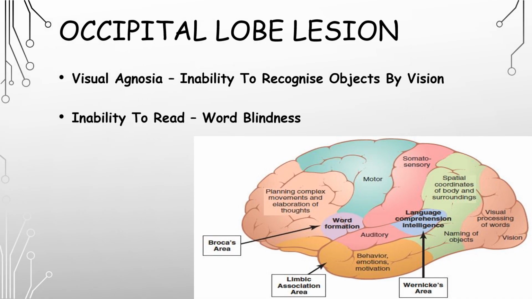Occipital lobe lesion, visual agnosia, it is the inability to recognize objects by vision, and pure word blindness, it is concerned with the inability to read.